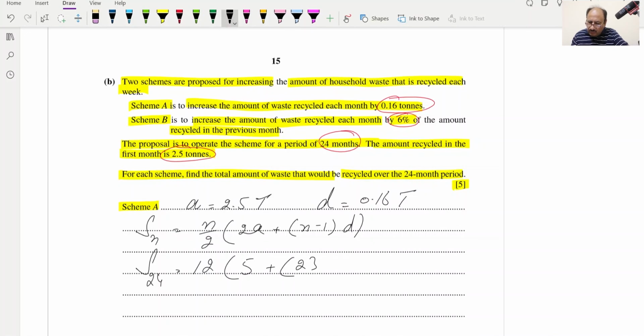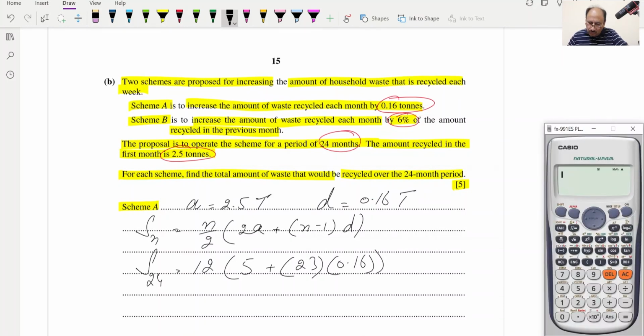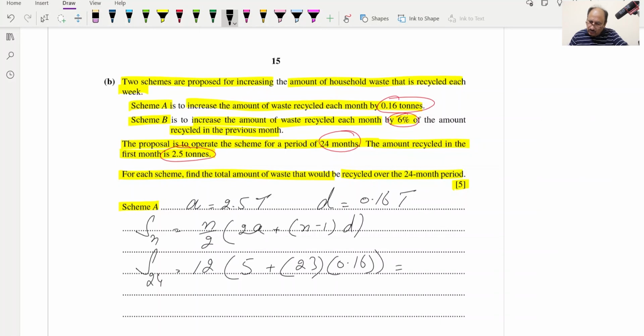So the d value will be 0.16. And now we can use the calculator to solve this. So it will be 12 in brackets 5 plus 23 into 0.16, and this will be equal to 104.16. So 104.16 will be the sum, and we can round to the nearest 10, or this will be 1.4 tons.